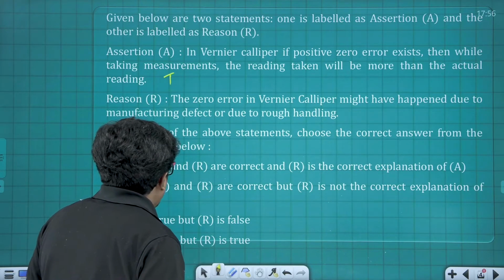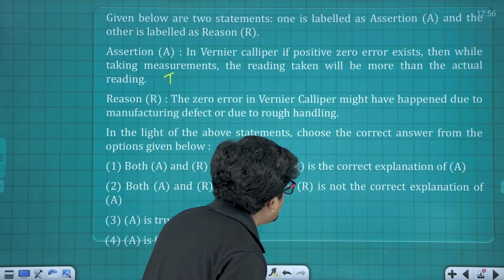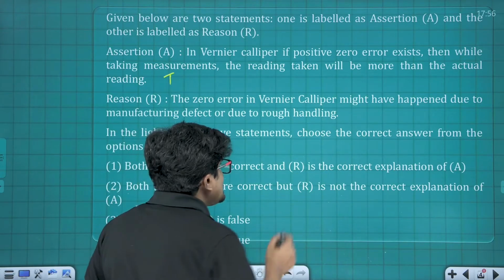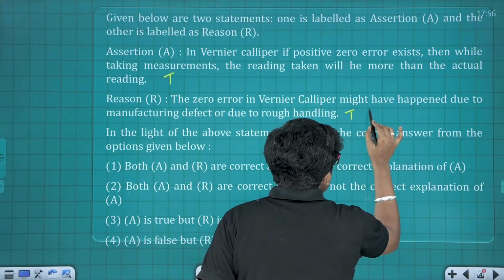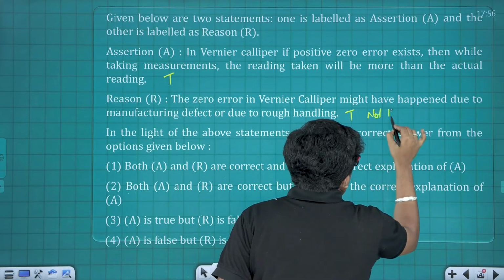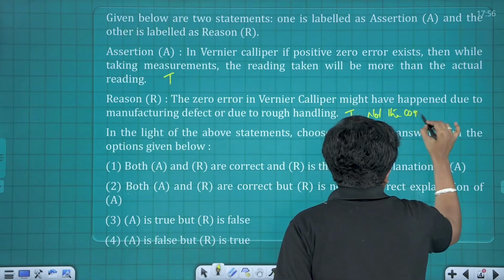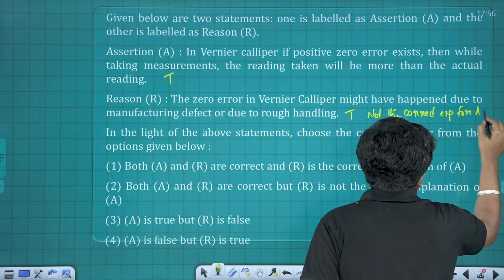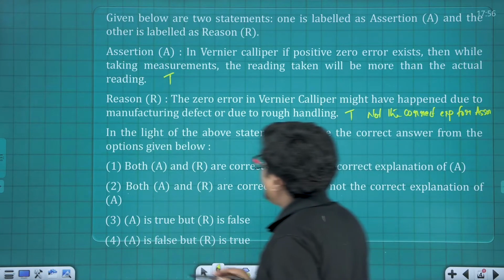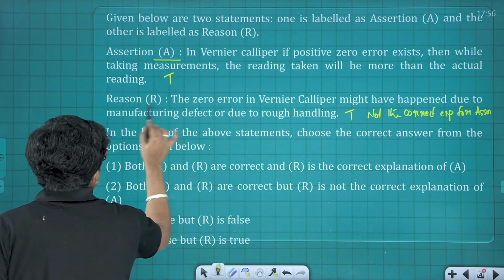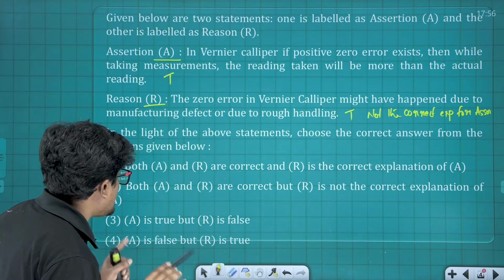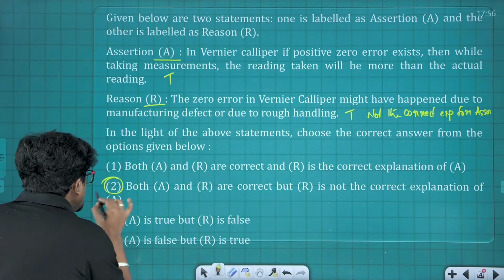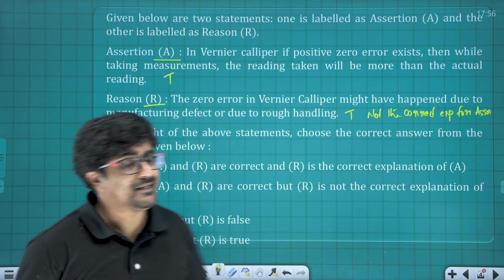Now the reason says, zero error in vernier caliper might have happened due to manufacturing defect or due to rough handling. This statement is true, but not the correct explanation for the assertion. So assertion is true, reason is also true. I repeat, both assertion and reason are correct, but reason is not the correct explanation for the assertion, which means option 2 must be correct in this case.